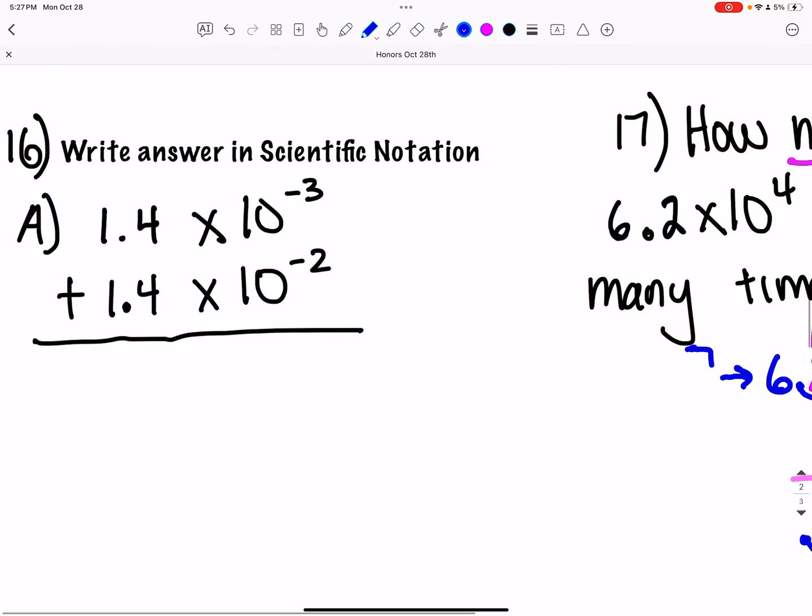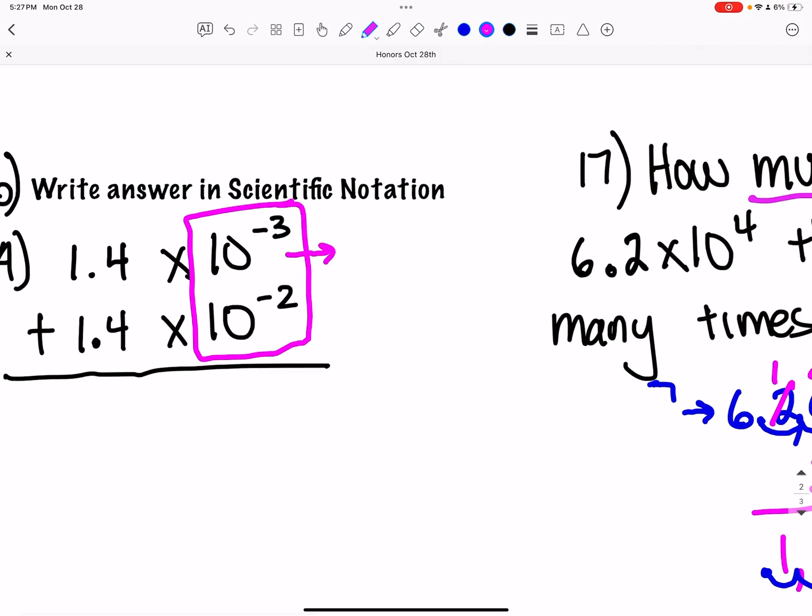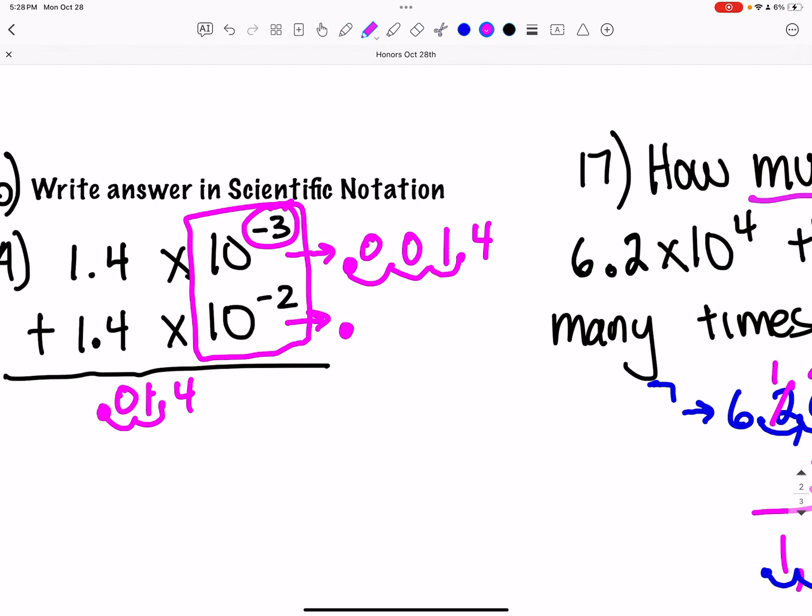Again, there are no shortcuts for addition, so we can't do this. We have to make it a normal number and then add it. So let's see, we'll start with 1.4 and we'll move the decimal backwards 3 spots. 1, 2, 3. So we have 0.0014. This one, we're going to start with 1.4 and move the decimal backwards 1, 2. So it's 0.014. If I want to add those together, you have to line up the decimals.